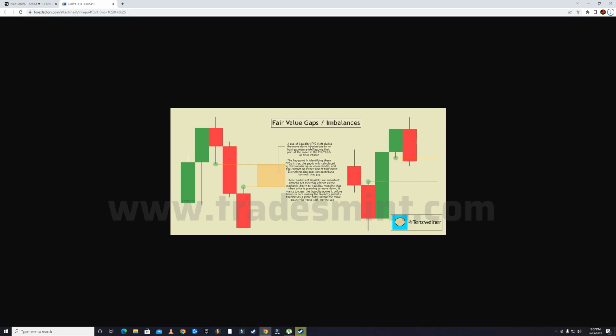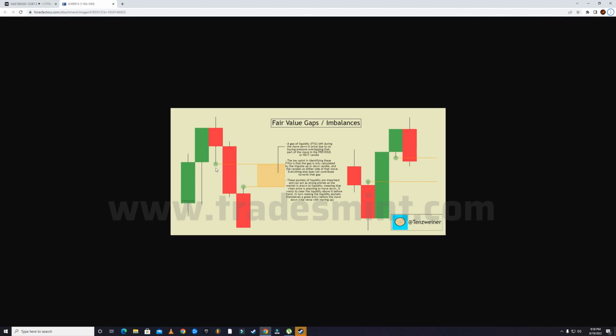Okay, so a gap of liquidity left during the move down in price due to new buying pressure overlapping that part of the move in the previous or next candle. So basically, what is a fair value gap? It is the space between the three candles, all right? So this is the first candle, second candle, and third candle. As you can see from the left side, from this low and the third candle to the right, this high, there's this gap. There's nothing around this level, so this is considered to be imbalance.